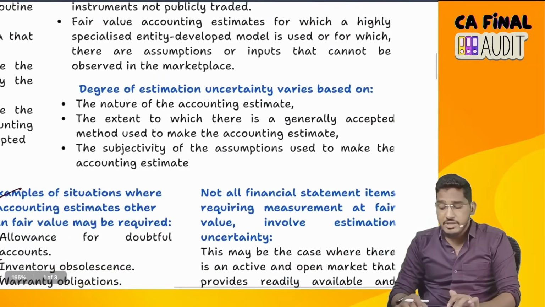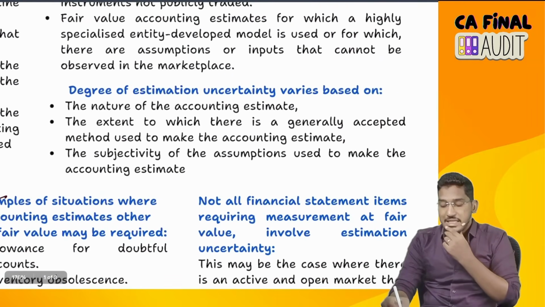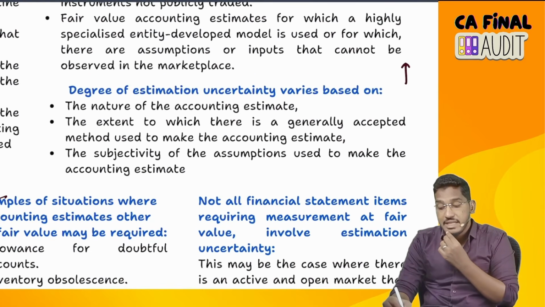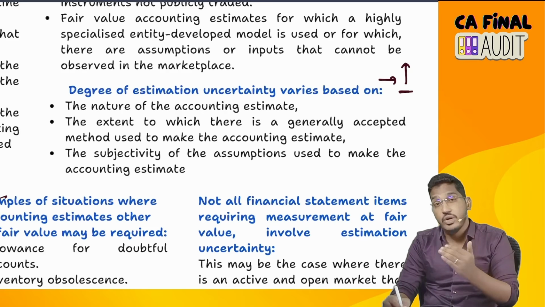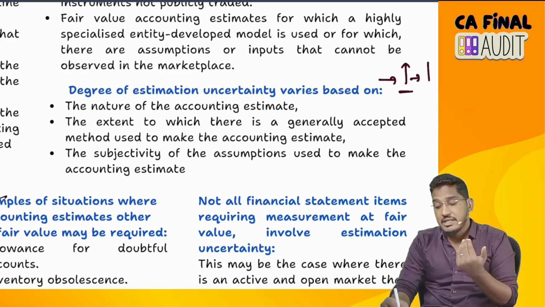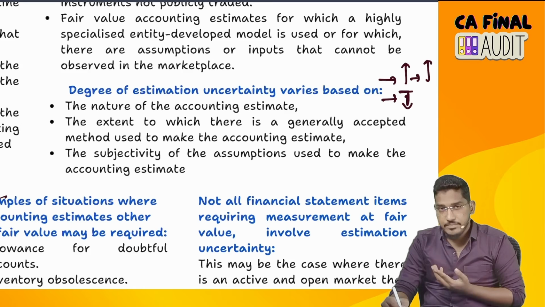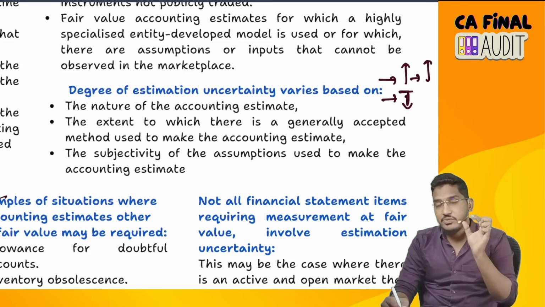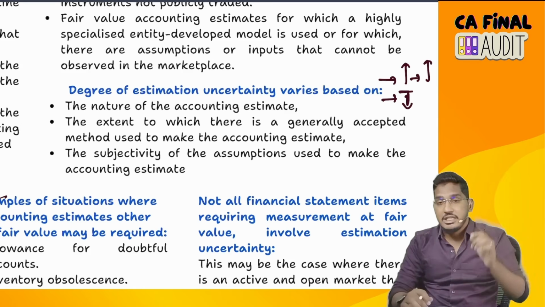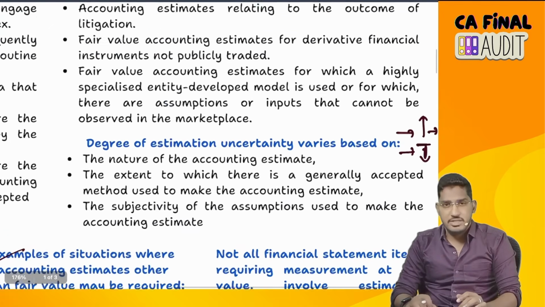Now, degree of estimation uncertainty. See, you tell me, if estimation uncertainty is high, will there be high risk or low risk? If the estimation uncertainty is very high, that means the chance of the accounting estimate going wrong is very high, those areas are highly risky. On the other hand, if the estimation uncertainty is low, then it will be less risky. So there will be some items which have high estimation uncertainty, and some items which will have low estimation uncertainty.